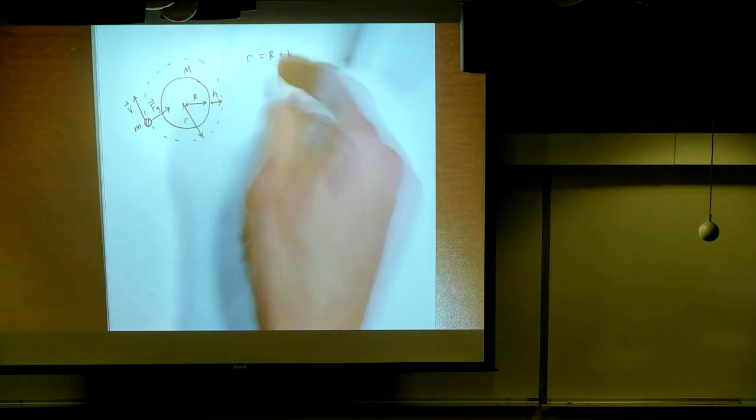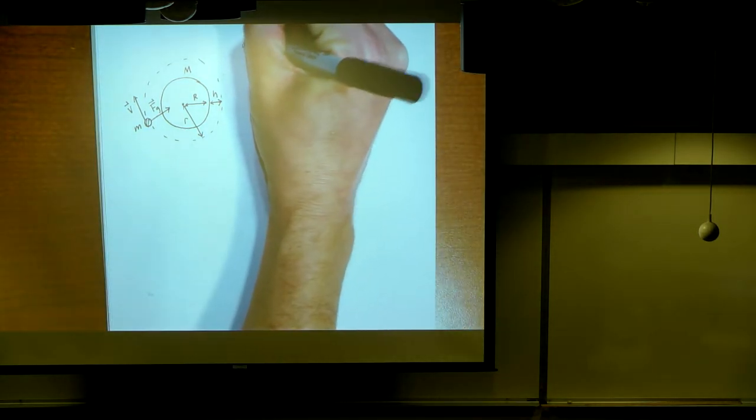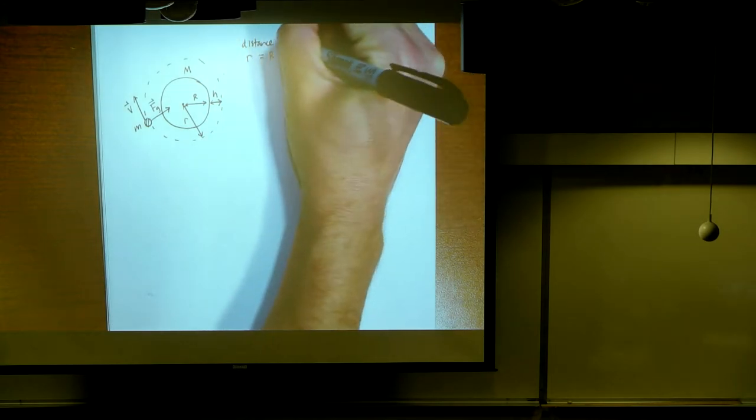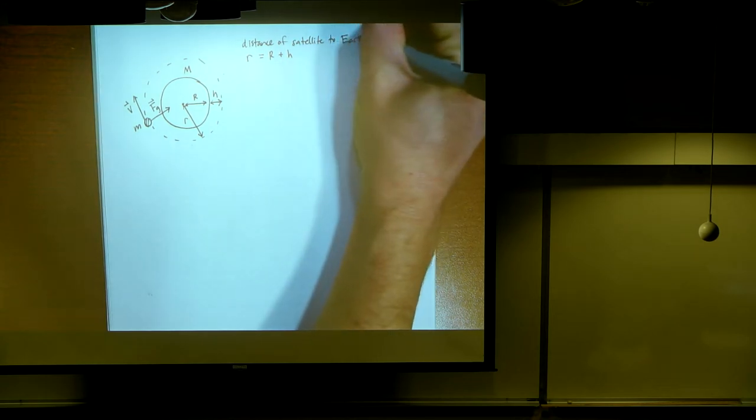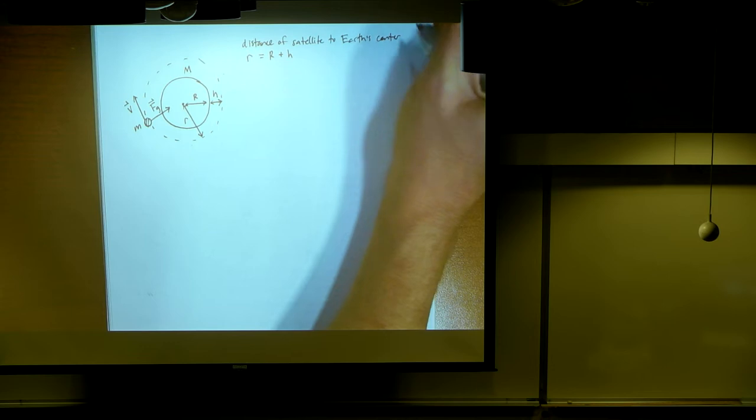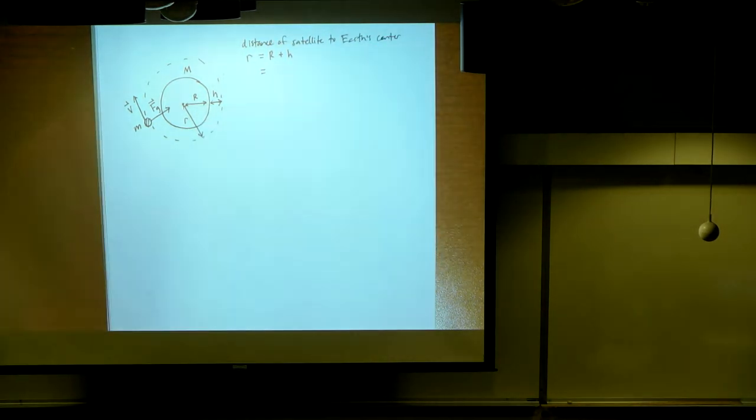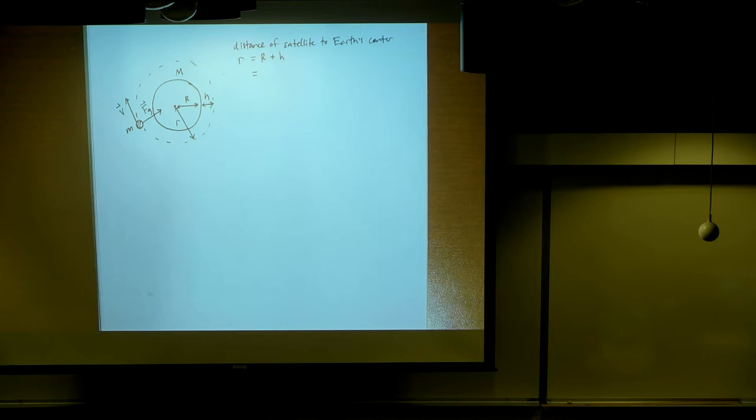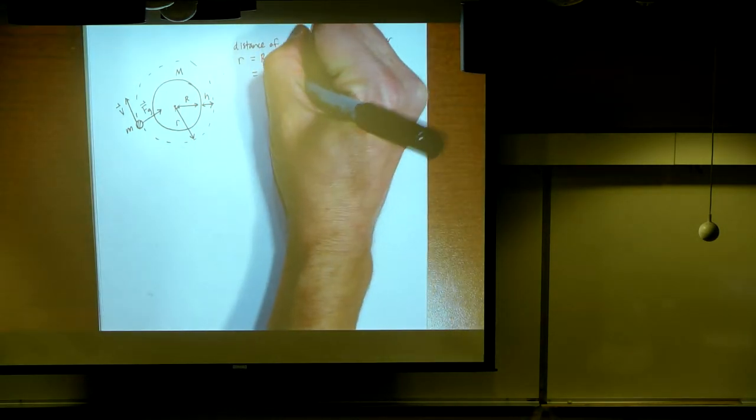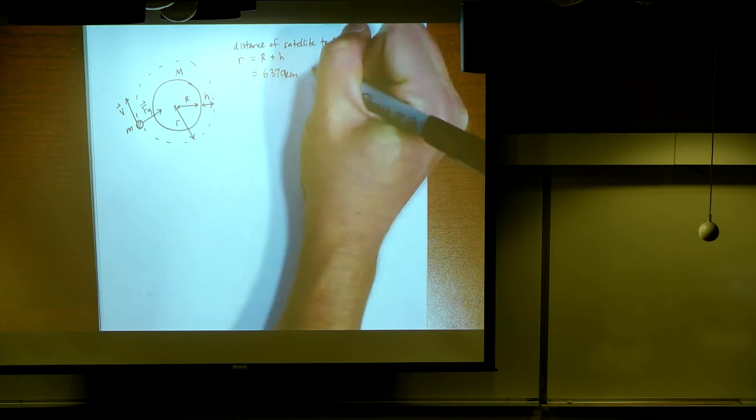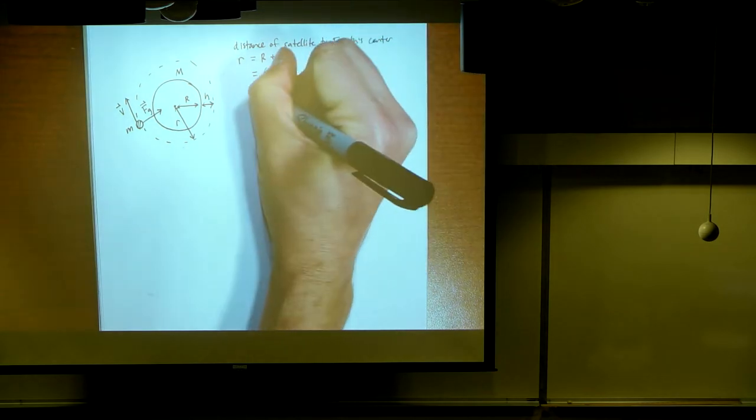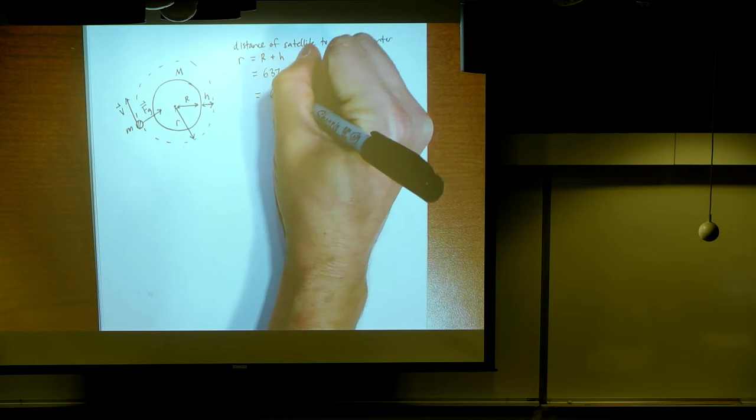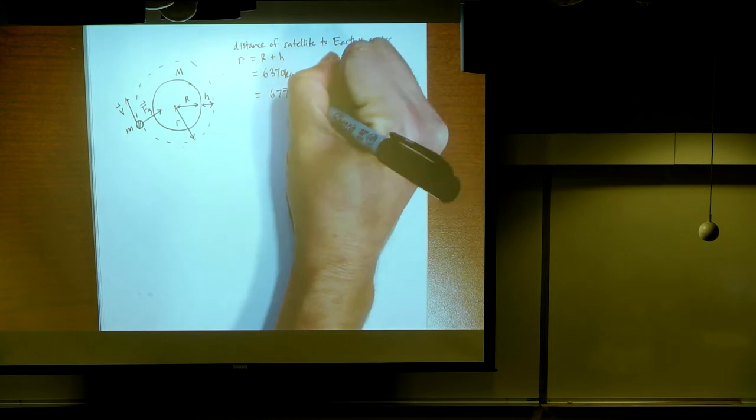All right. So let's do this calculation. By the way, we're doing the calculation of the distance of the satellite to Earth's center. Big R, that's the radius of the Earth in this notation. So that's 6,370 kilometers, right? H is the height above the surface, which is 408 kilometers. If you add these together, you get 6,778 kilometers.